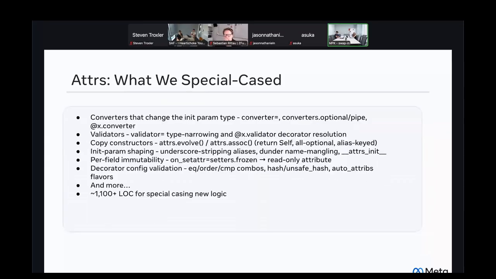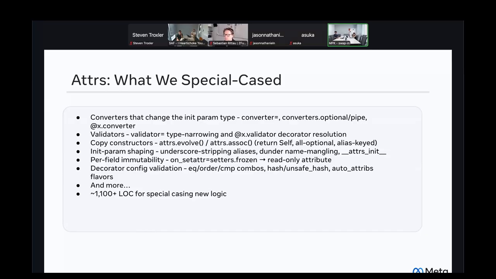And it turns out there's a wide variety of things we had to special case. So converters, validators, copy constructors, and there's a lot of things we had to special case, and it turned out to be around 1,100 to 1,200 lines of code for special casing logic. This logic is very useful for providing support for attrs, but at the same time, other type checkers can't use it. This doesn't really benefit other third-party libraries, and as Zena mentioned, we also support Pydantic and Django, and then we have attrs.